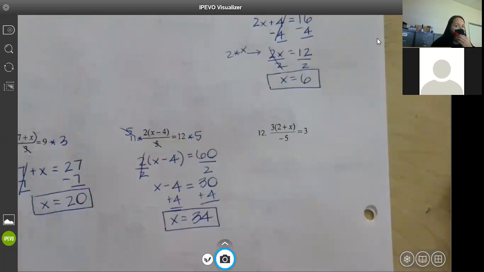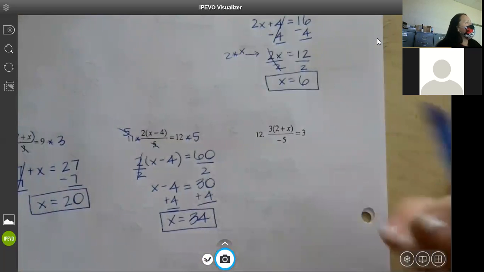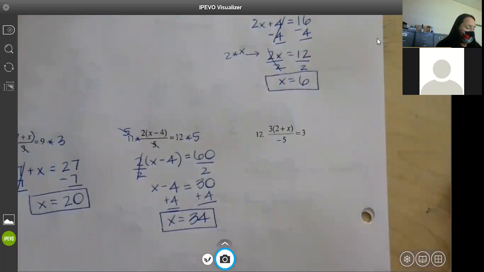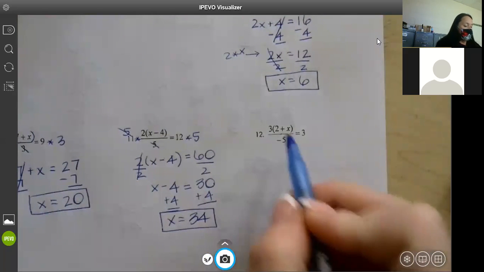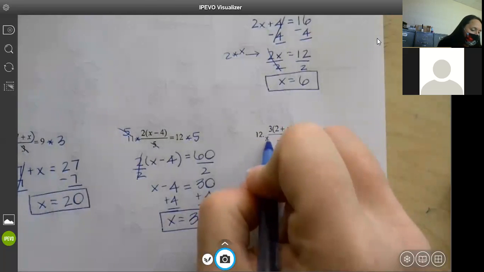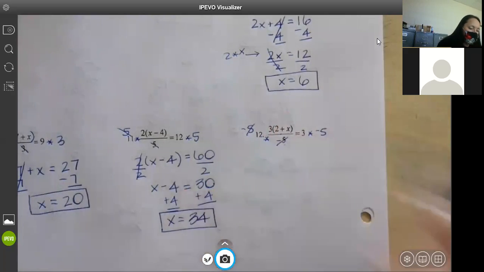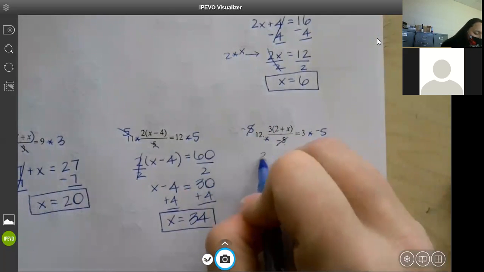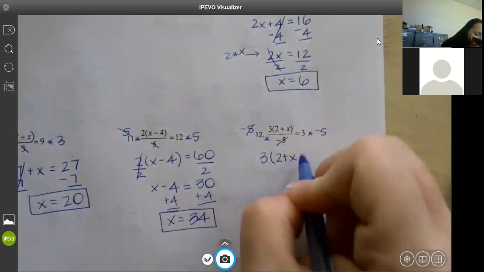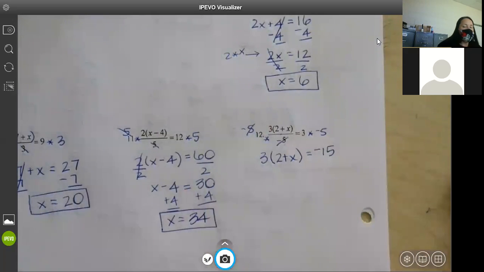All right, look at number 12. What am I going to do first on number 12? It looks exactly like number 11. What's on the same side as x, but not with it? The -5, yep, but it's a divide -5. How do I get rid of divide? Multiply by -5. So leave the top, 3 times 2 plus x equals 3 times -5, which is -15.